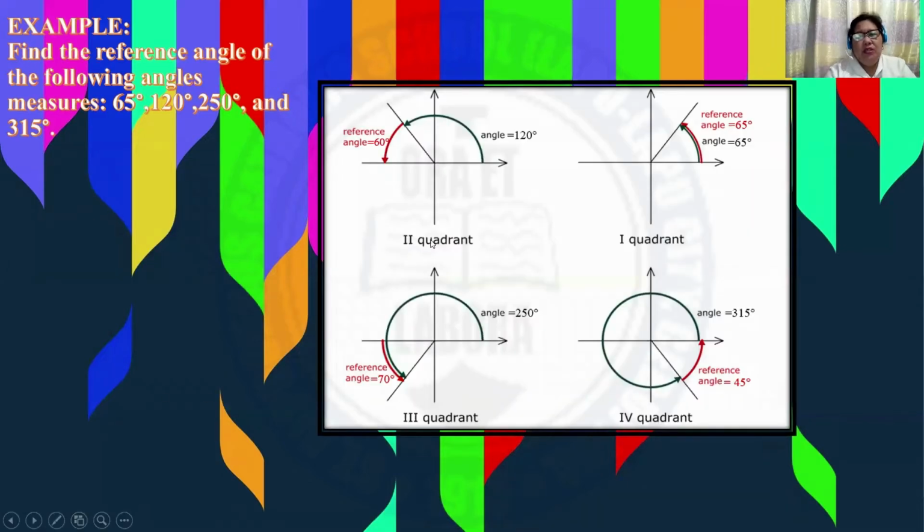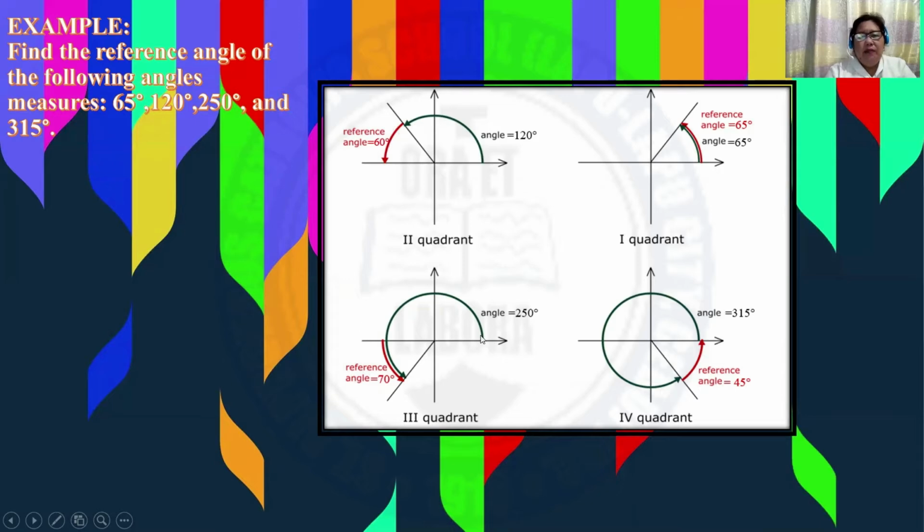So this is the illustration. For a 65 degree given angle, the reference angle is equivalent to itself. So the reference angle is also 65 degrees. For a 120 degree angle, the reference angle is 60 degrees. So this location is the location of the reference angle. That is 180 minus 120 degrees, which is equivalent to 60 degrees. Take note, the reference angle is between the x-axis and the terminal side.